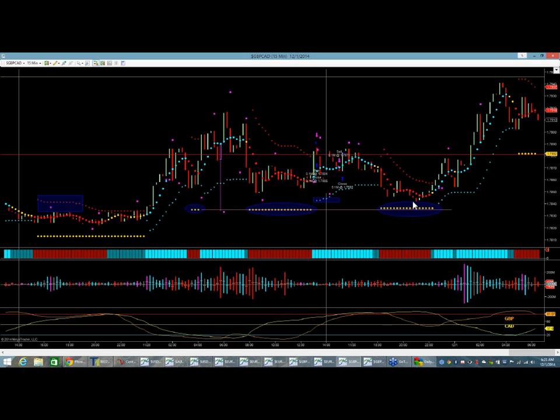Not only the roadmap of the level that they were not going to breach, but it gave you the roadmap of their volume and momentum right before they were actually going to drive this thing to the moon, 100 pips.